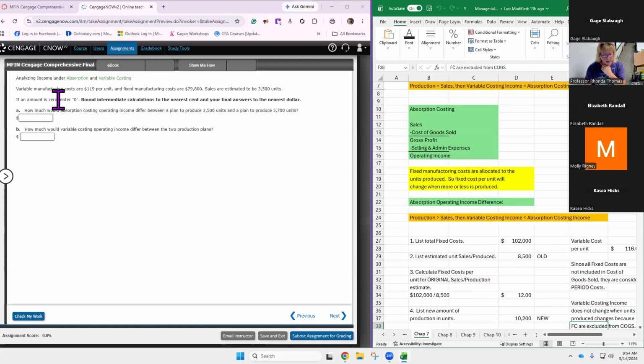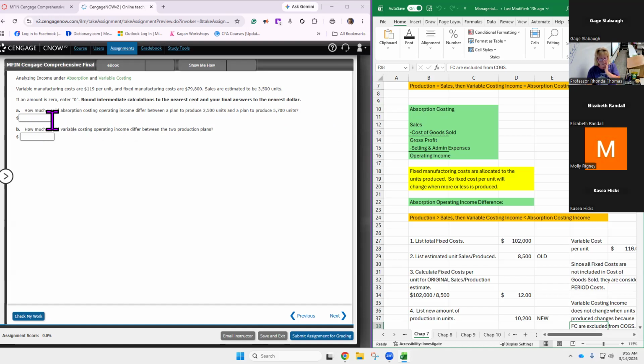All right. So variable manufacturing costs are $119 per unit. I'm just going to read this and then I'll put it in my spreadsheet. The fixed manufacturing costs are $79,800. The sales are estimated to be 3,500. When we first start off, usually our sales equals what we produce. So right now sales are 3,500. That's an estimate, by the way. And then our production is also 3,500. But they kind of worded this weird.